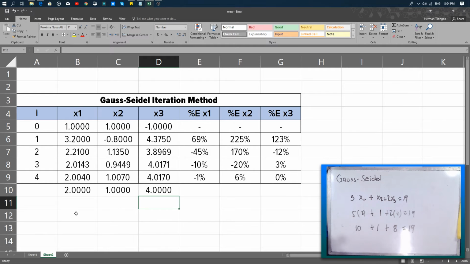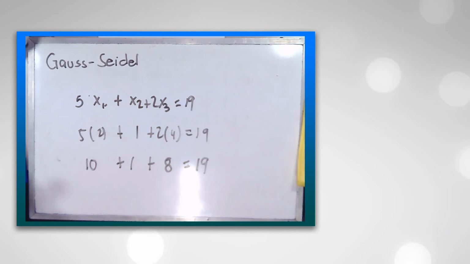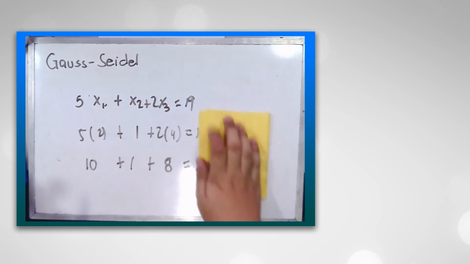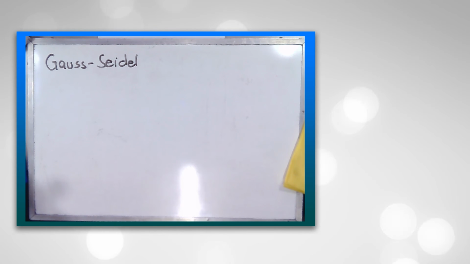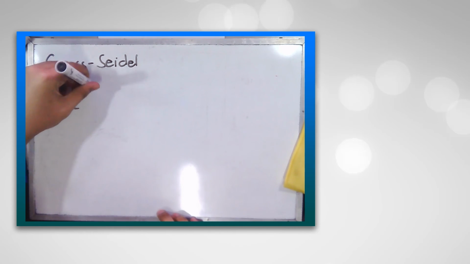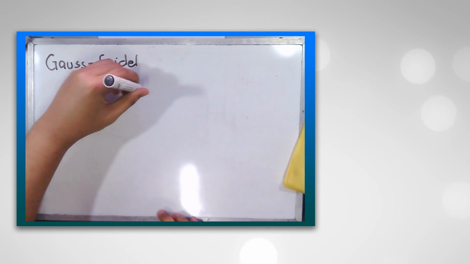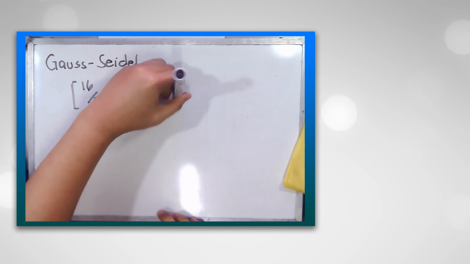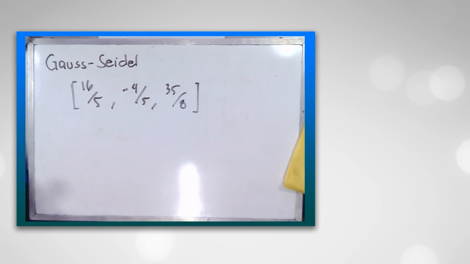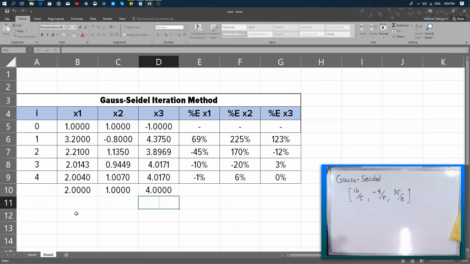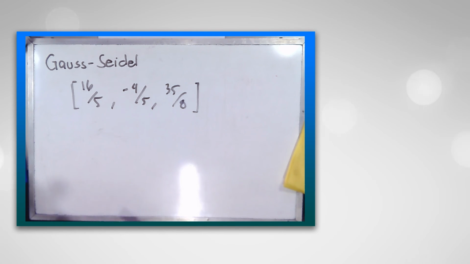Another point to remember here is this. We said that at our first iteration, we have arrived at the values 16 over 5 for the x sub 1, negative 4 over 5 for the x sub 2, and 35 over 8 for the x sub 3. The table displayed on the screen is all in decimal places, so these are their equivalent, up to 4 decimal places. Okay, so sorry. So here you go. 16 over 5, negative 4 over 5, 35 over 8.